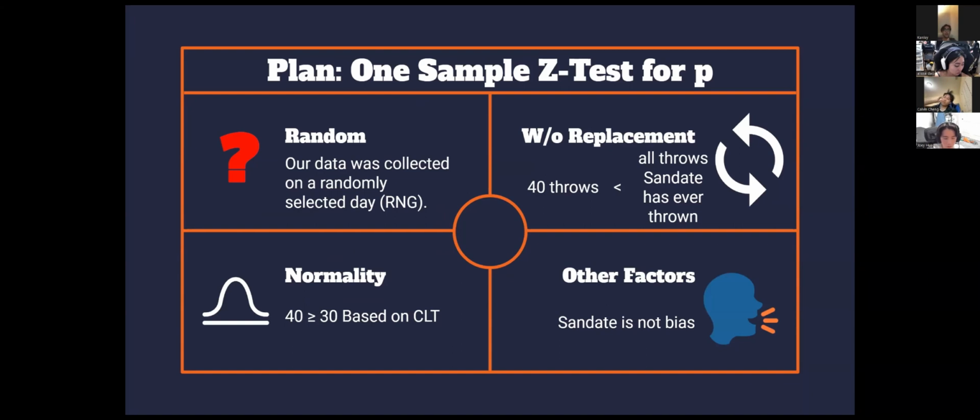The next one is normality. We need to check if the data is approximately normal, and to do this, we use the central limit theorem. We had 40 samples, which is greater than 30, so the central limit theorem says the data is approximately normal. Next up, we have the 10% condition, which is for sampling without replacement. Since 40 free throws is less than 10% of all the free throws Mr. Sandate has ever thrown, we can use the data without replacement, and some other factors such as bias we'll talk about later on more.